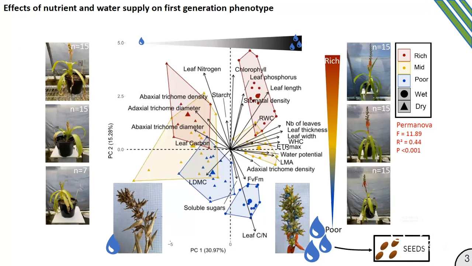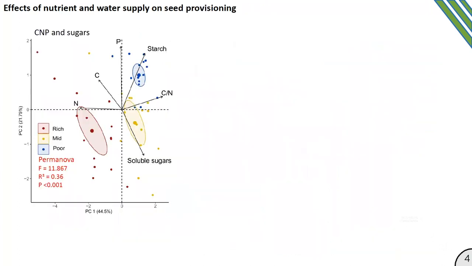So we wanted to characterize the seeds to see if they have been provisioned in different ways according to the environment. And what we can see is, again, a PCA and a nice discrimination of our three groups, with seeds coming from plants on rich soil being richer in nitrogen, and seeds from plants on poor soils being richer in starch and poorer in nitrogen, for instance.